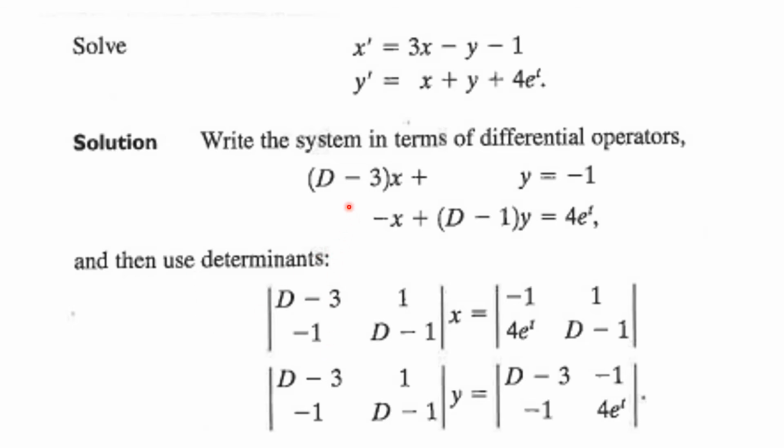So we have the determinant with D - 3, -1, 1, and D - 1 operating on x is equal to... And now over here I replace the x column with the right-hand side functions, so that's what I have, and then I have this. Similarly for y, notice that it's going to be the same on this side, but on the other side I'm replacing the y column with the right-hand side functions, and so this is our equation that we will have to solve. And notice that the top is going to be an equation in x only, and the bottom one is going to be an equation in y only.